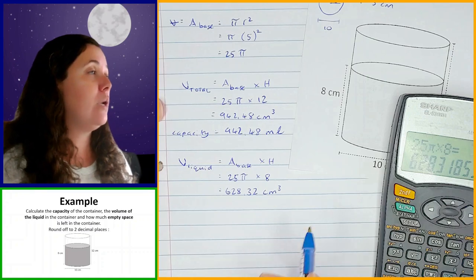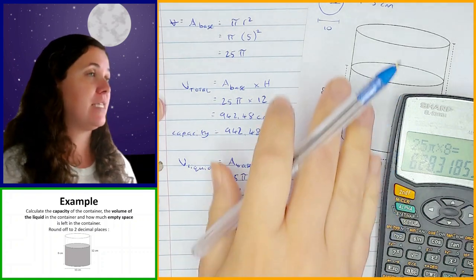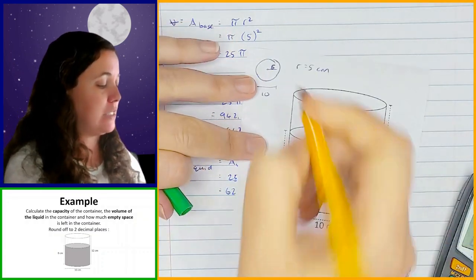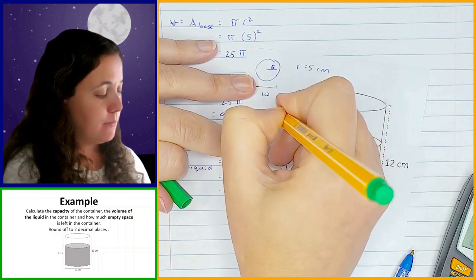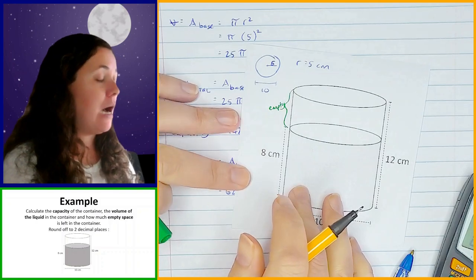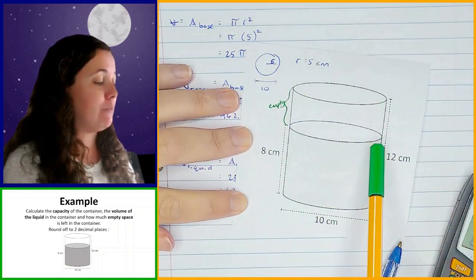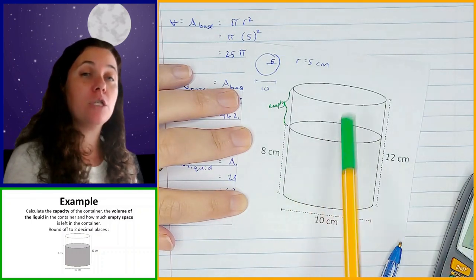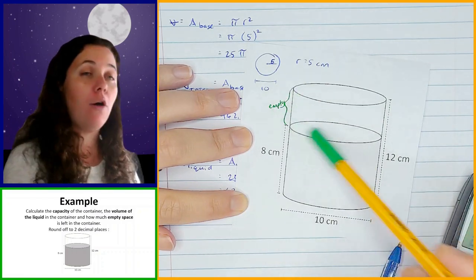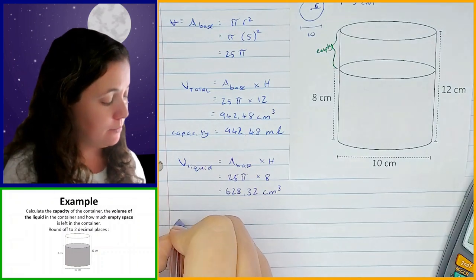Right, then we need to work out how much empty space is left in the container. Now the empty space is just this part of the container. To work out the empty space, I have two choices. I can either take the capacity and subtract what has already been filled to find out what's the empty space, or I can work out the volume of the empty space. So there are two ways of doing this.